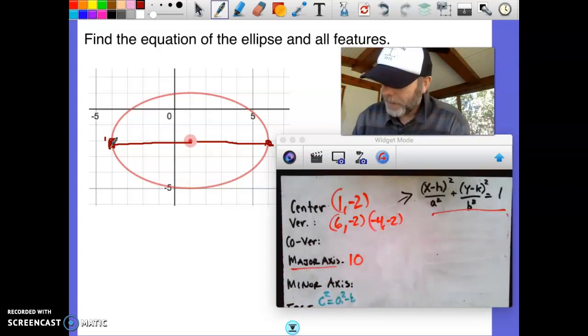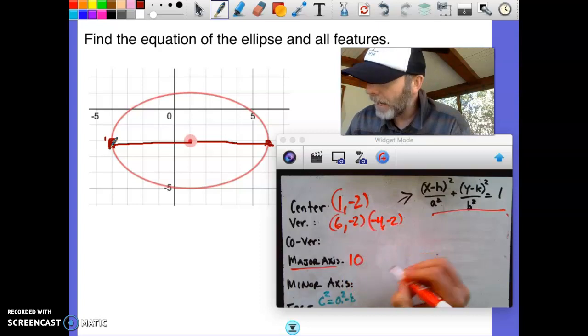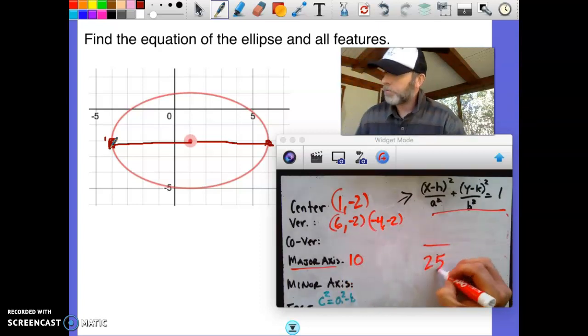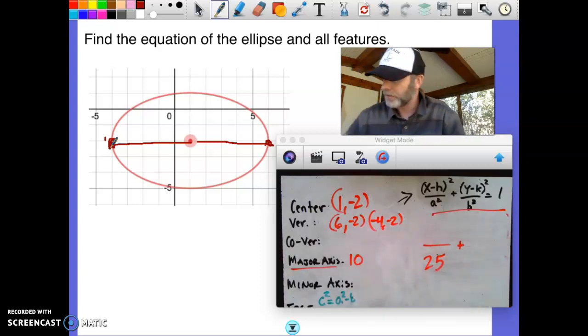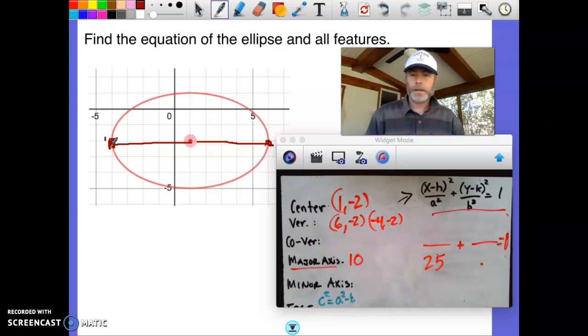Okay, so let's stick with the major axis. If our major axis is 10, that means A is 5. So when I'm writing my equation here, I'm going to square 5 and put that right here. It's going to go underneath x because the major axis runs horizontal. That means the minor axis is going to go right here underneath y. It's going to be equal to 1. And then we're almost there.